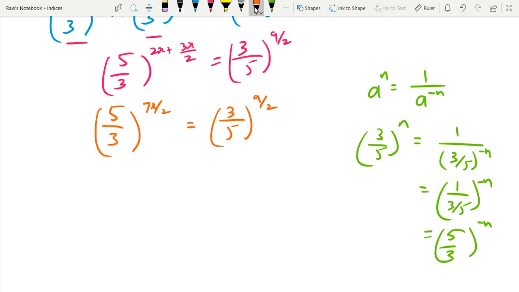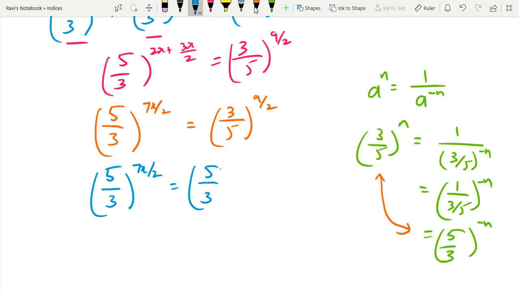So as you can see, if I have a fraction and I want to invert the base, I can just change the sign of the power. Applying that rule here, I can rewrite this as (5/3)^(7x/2) equals (5/3)^(-9/2).